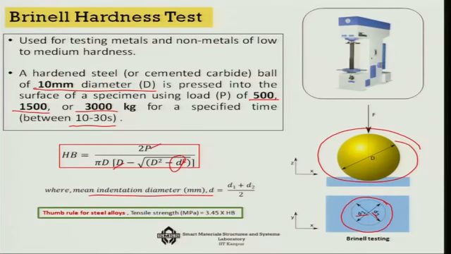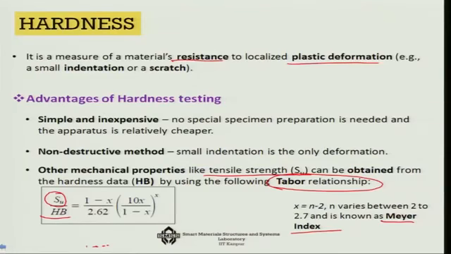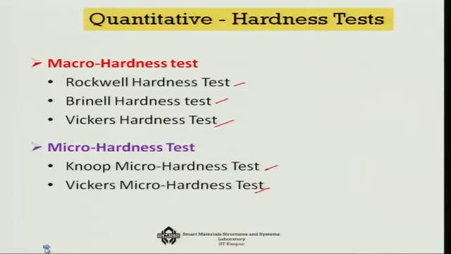And there is a thumb rule here: the tensile strength can be calculated directly as 3.45 times HB, and that is usually used for steel alloys. But as I told you earlier, a couple of slides before, a more generalized relationship is this one, which is used for finding the strength for various types of materials. So, this is not very material specific.